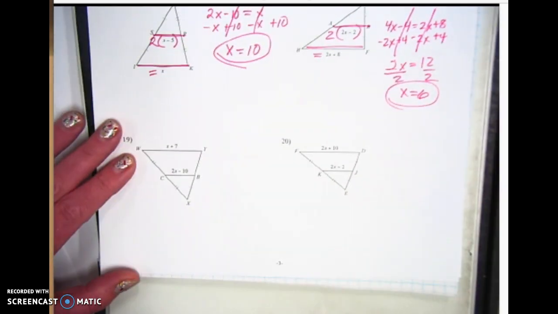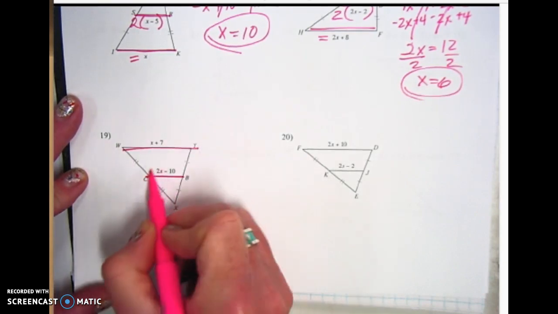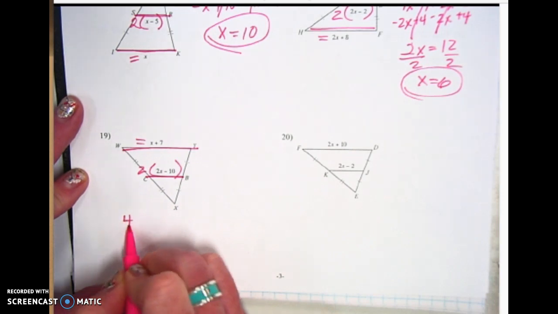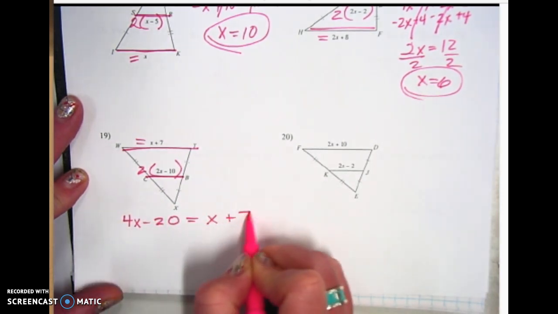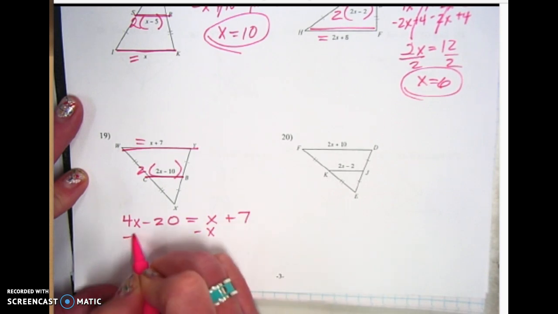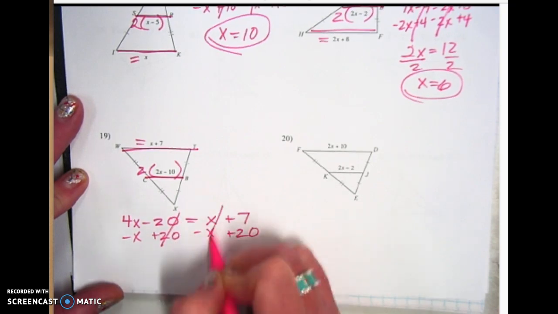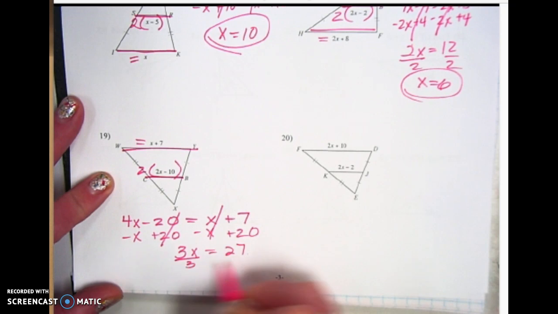A little more algebra with our mid-segments. So here's the mid-segments. 2 of these is going to be equal to 1 of these. So 4x minus 20 equal to x plus 7. So subtract x from both sides. Add 20 to both sides. Opposites, opposites. We get 3x equals 27. Divide by 3. So x equals 9.